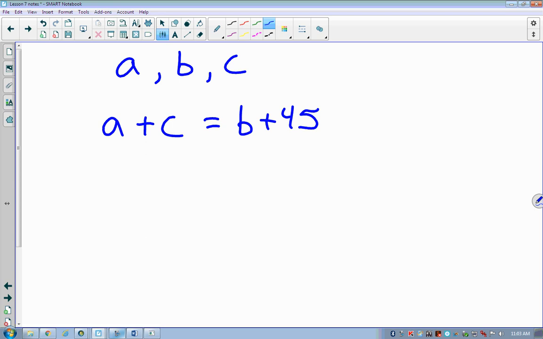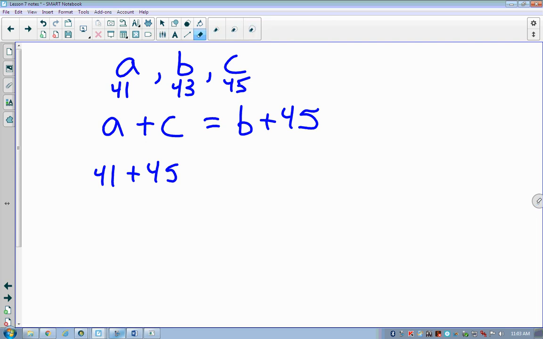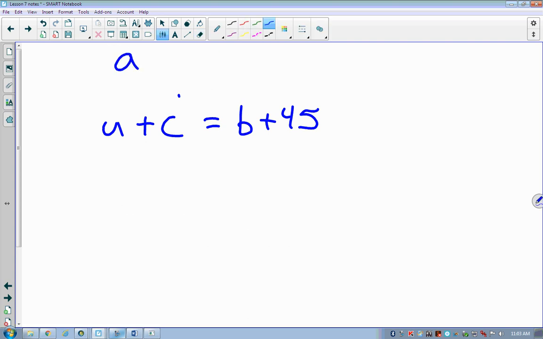Now, these numbers have to be odd, right? So what I would try, and I'm not looking at an answer here, is what if this was 41, 43, and 45? Let's see what that turns out to be. Well, that would be 41 plus 45. Is that going to equal the same as 43 plus 45? No, right? We don't even have to do the math there. All right, so let's try something else. A, B, and C, but they've got to be around the 40s, correct? So we could try 43, 45, and what, 47?